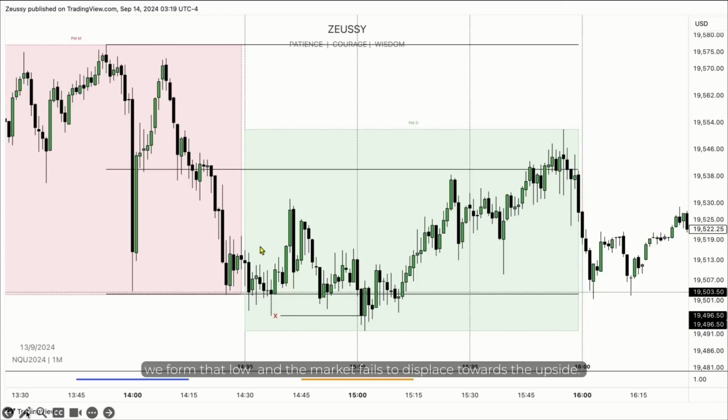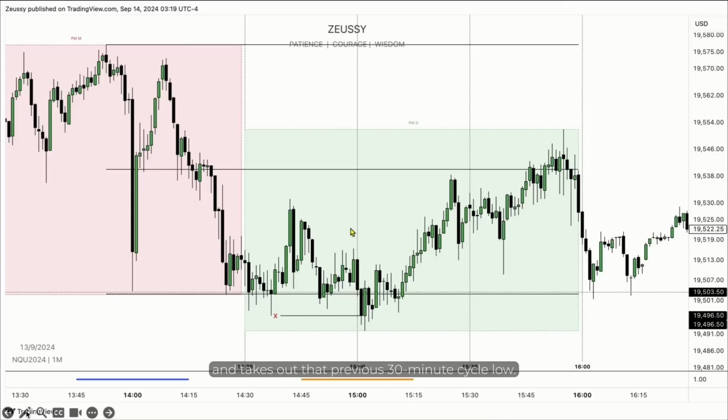However, we form that low and the market fails to displace towards the upside. Instead, we reject this long wick and the market continues to roll over. The market goes back and forth. What do we anticipate now? We anticipate that 3 p.m.